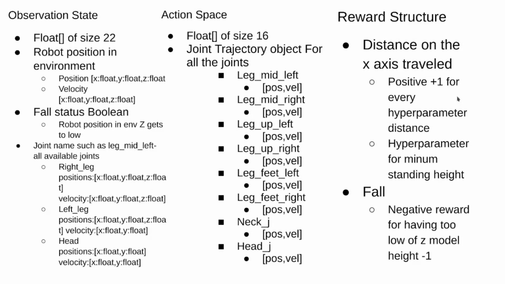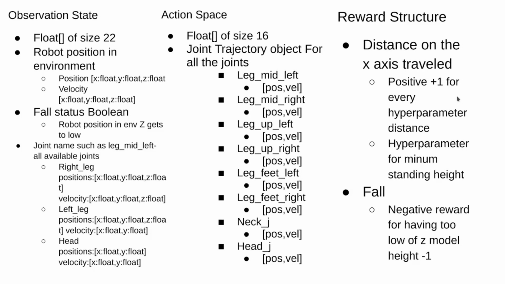This is kind of a general view of the observation, state, action space, and reward structure. It looks a little bit complicated, but it's pretty simple. We have the robot position in the environment. We have whether or not it falls. For the observation space, each of the joints has a position and velocity, for where they're at in the X, Y, and Z. In the action space, we can send commands to each of the joints. So we can send a position and velocity for each of those joints that you see listed there.